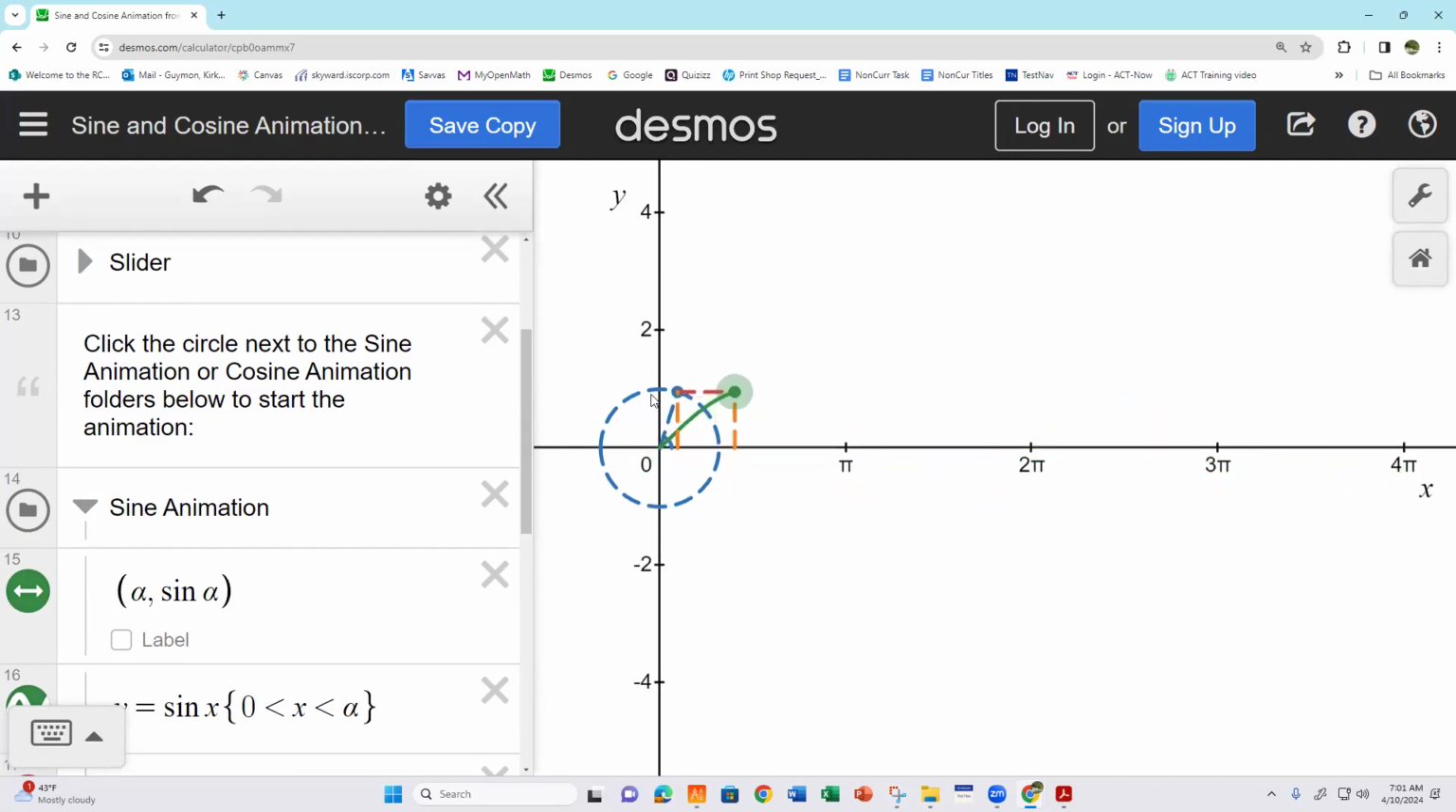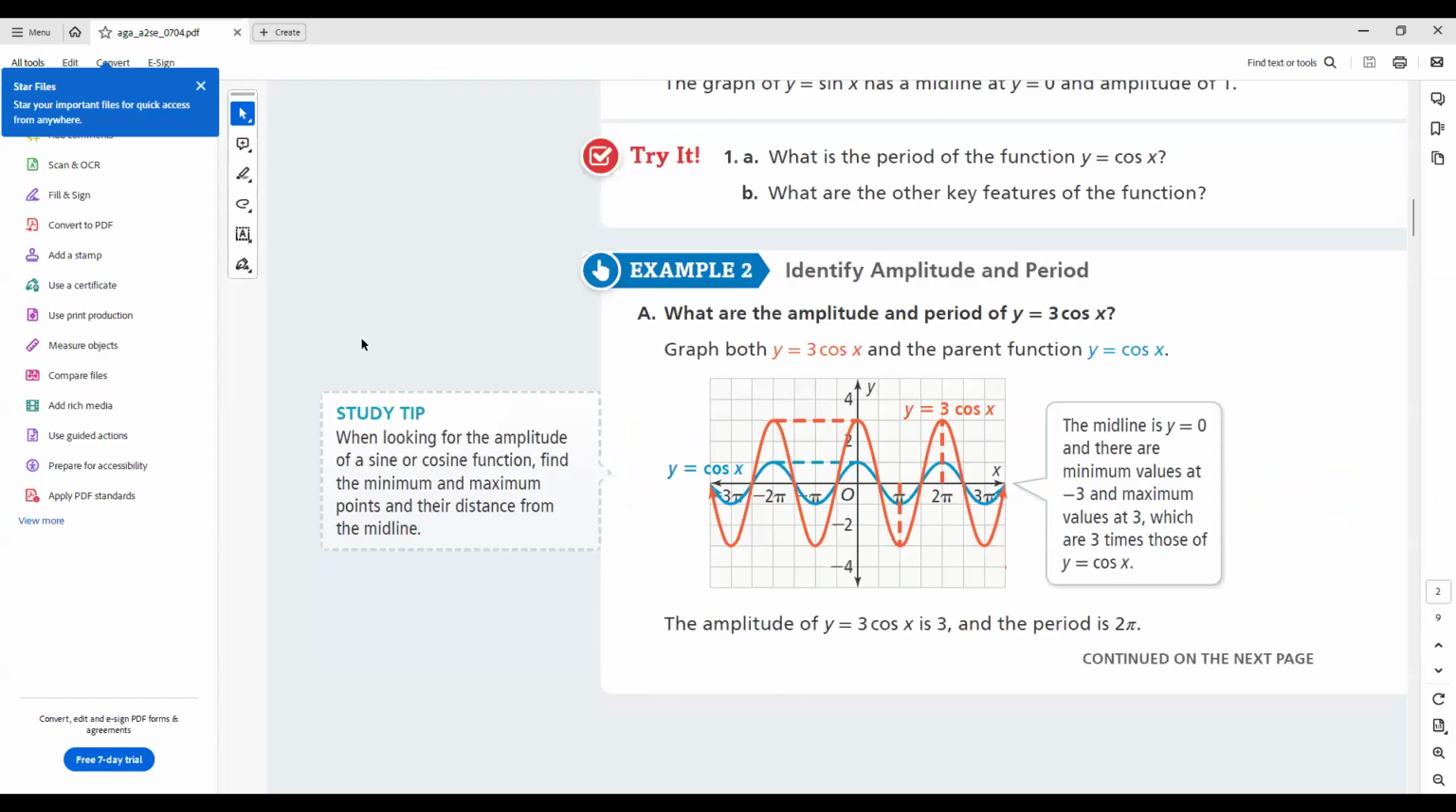So there's my 0. There's my pi over 2, down to pi. It's always doing the y value. See the orange vertical here? That's what it's graphing as it goes around. So here it is creating my sine graph. If you watch that, that's going through 2 periods of the graph, 2 cycles of the graph. All right, so there's my sine animation. So I'll let that run in the background. Let's go back to the problem we were working on.